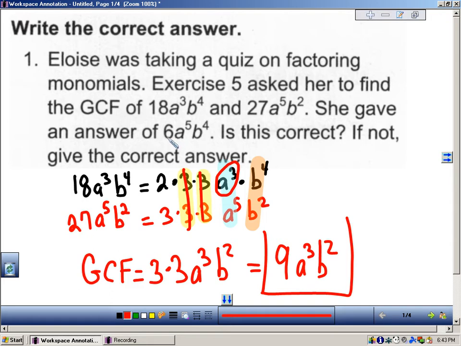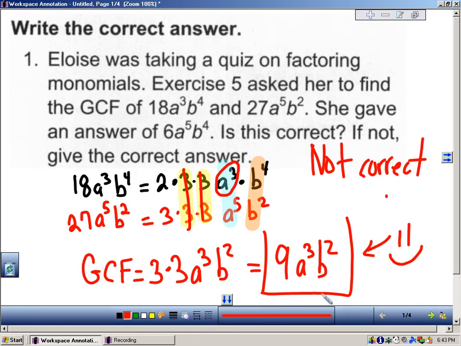And that is not the correct answer. So if this is correct, we're going to say no, it's not. But this is. Okay? I hope you get to the point where you can just see that 9 divides into 18 and 9 divides into 27, and 9 is the greatest common factor of the coefficients. Okay? So that comes with practice.